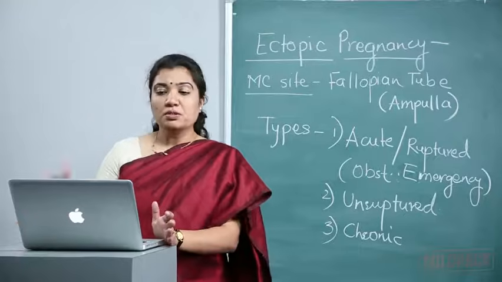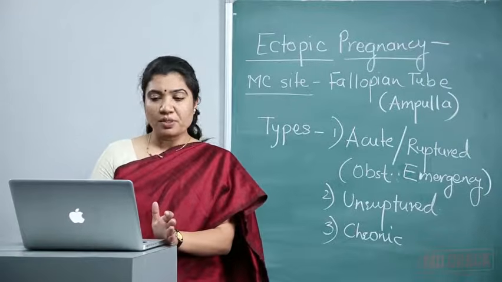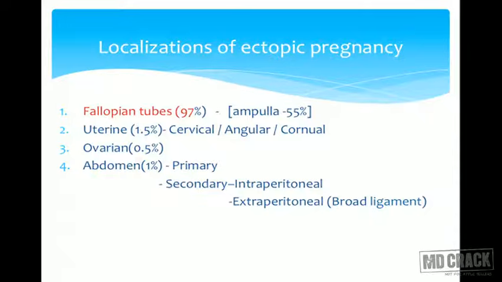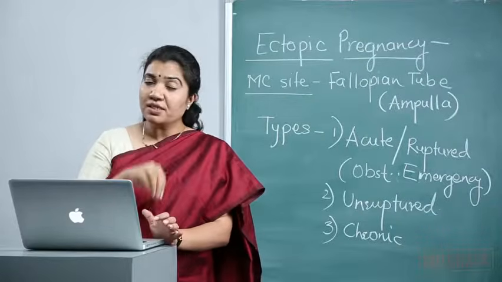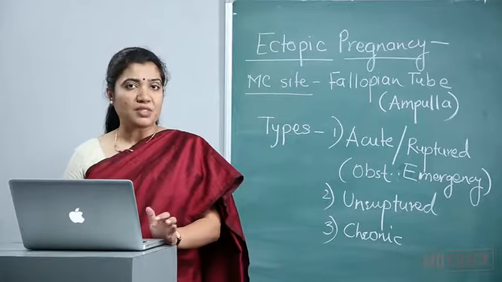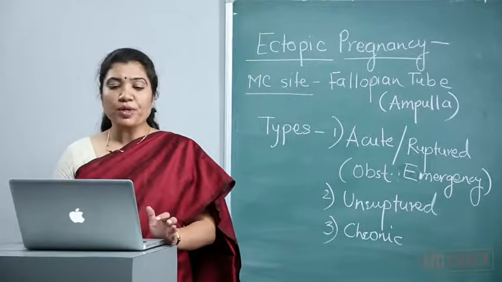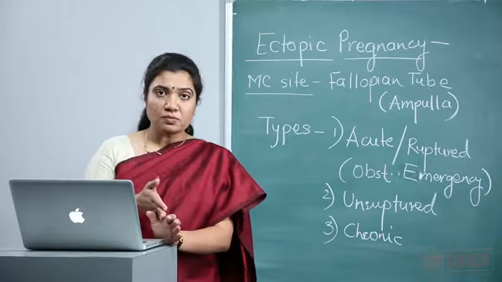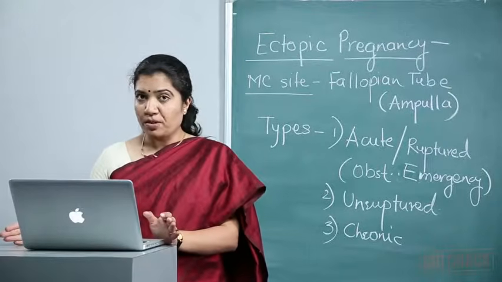What are the common sites for ectopic pregnancy? First common site is fallopian tube. Again, uterine but abnormal sites, like the pregnancy can get implanted in the cervical region or at the angular region or at the cornu of the uterus, which even though the pregnancy is growing inside the uterus, but these are not the normal sites where the pregnancy should be growing. It can be ovarian or it can be abdominal.